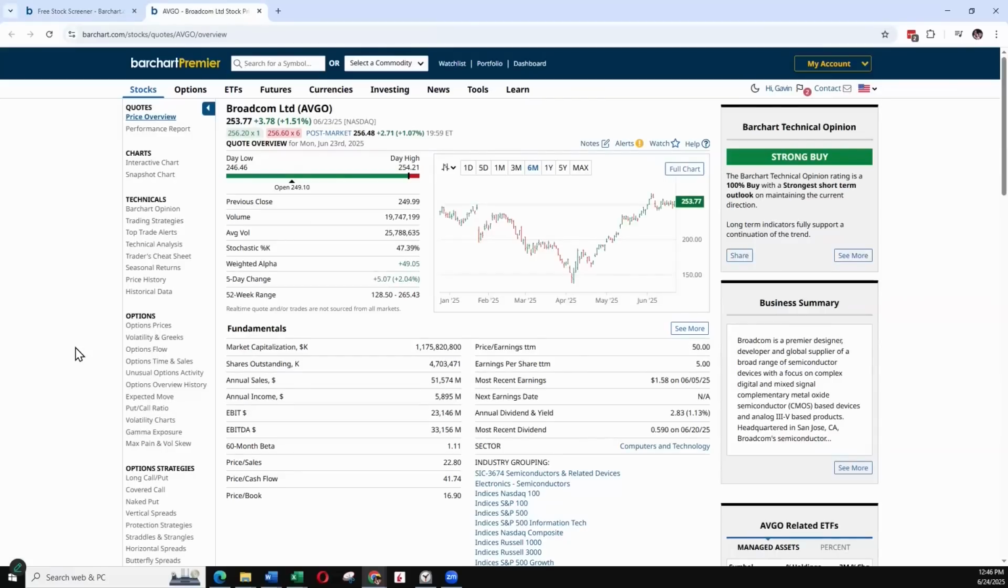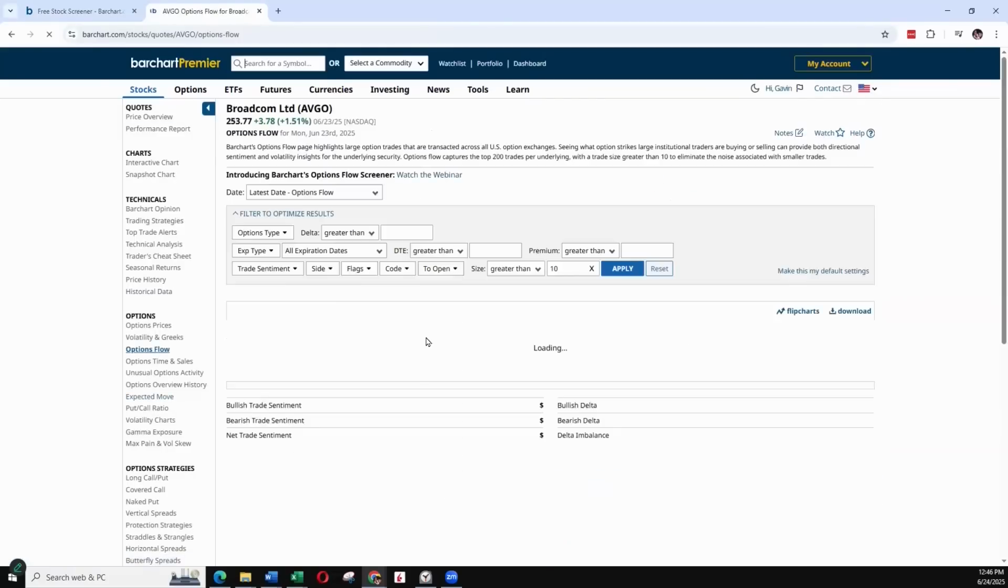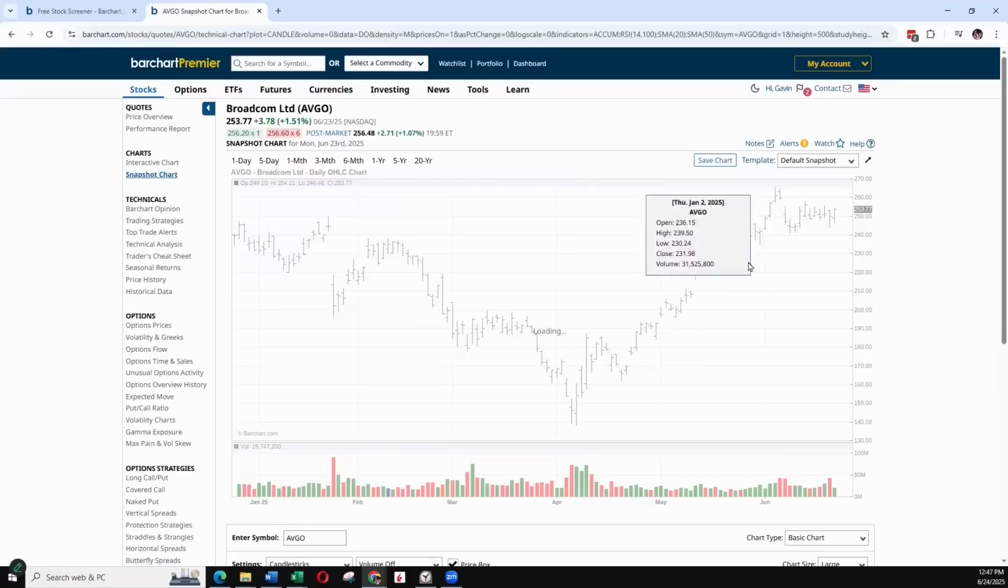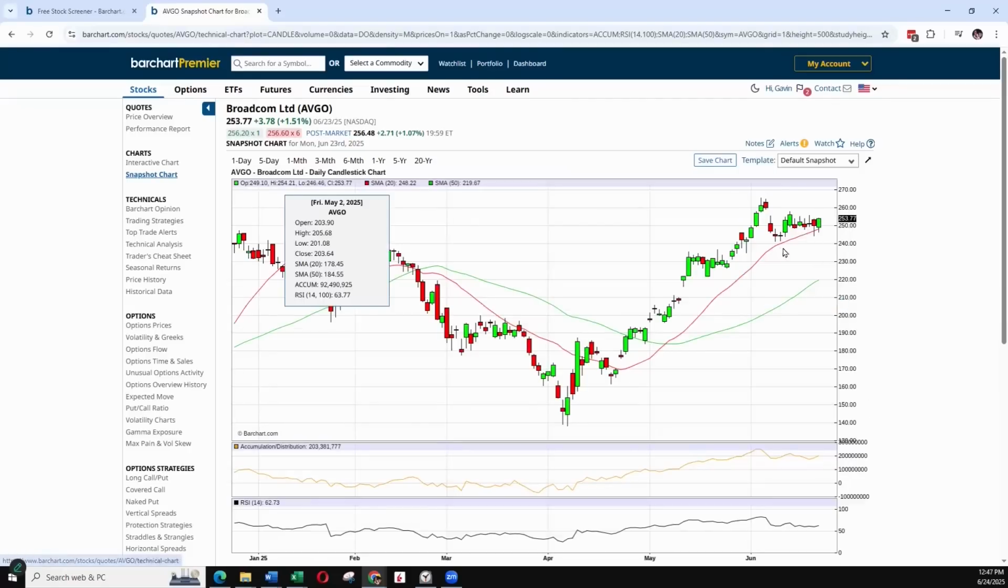And we'll look at our flow for the day. Again, very bullish flow, so that's good. Looking at the chart, really nice uptrend. It's riding that short-term 20-day moving average, and we're seeing pretty strong accumulation, particularly since the low in early April. We're seeing a lot of buying pressure. So again, another really bullish candidate. We'll go back and we'll look at Uber as well.